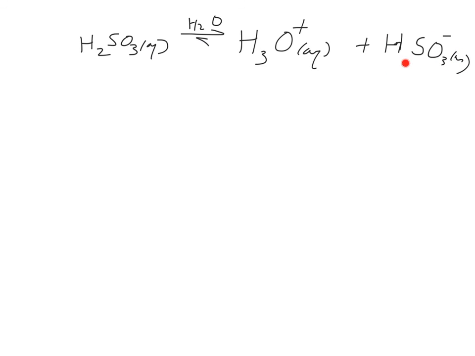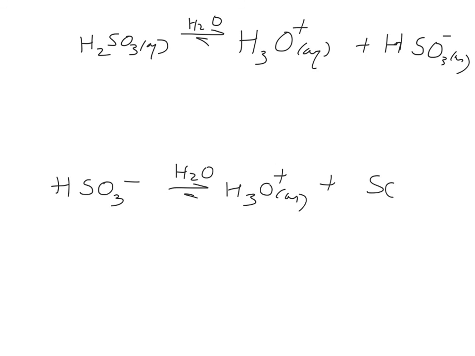Now, the bisulfite ion is an acid. Because it has a hydrogen, it can lose it. So, this bisulfite ion can function as a weak acid, and it too can lose a hydrogen and acts as an acid. However, it's going to be much more difficult for bisulfite to lose its hydrogen than it was for the sulfurous acid molecule. Why is that?